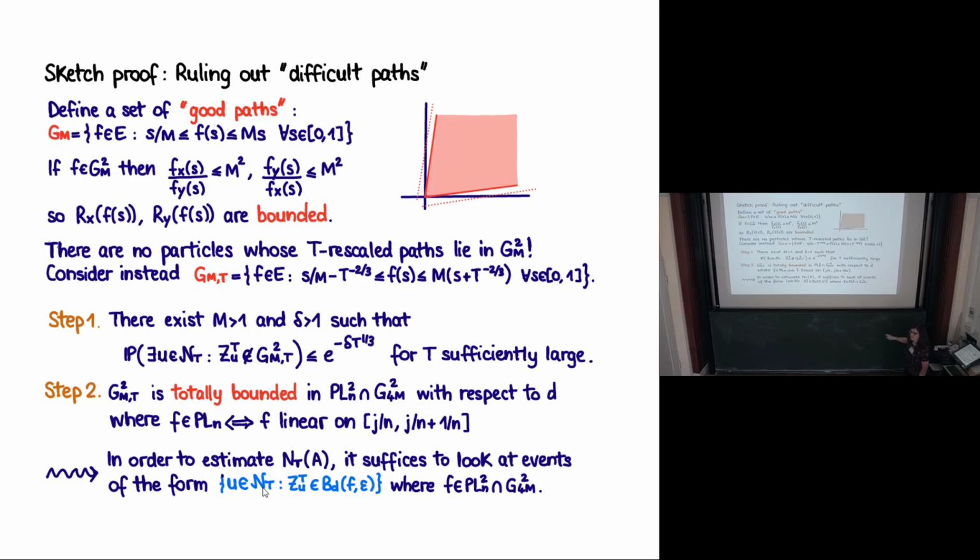Yes? Is it the same as saying that Gm is compact? Or is there no sense of compactness in this? I think compact implies totally bounded, so this should be weaker. Okay.